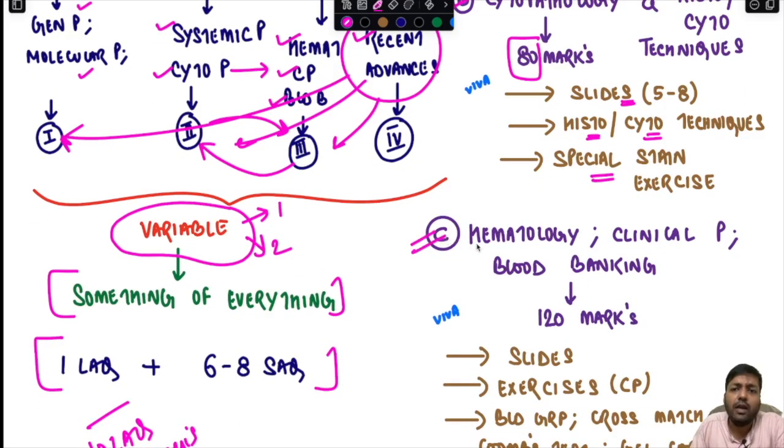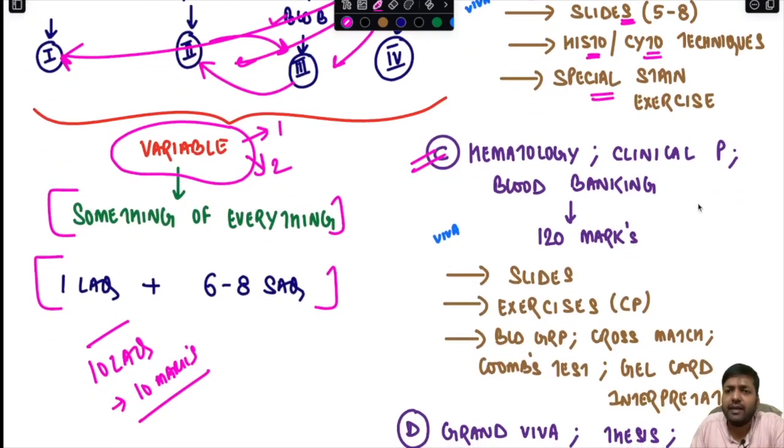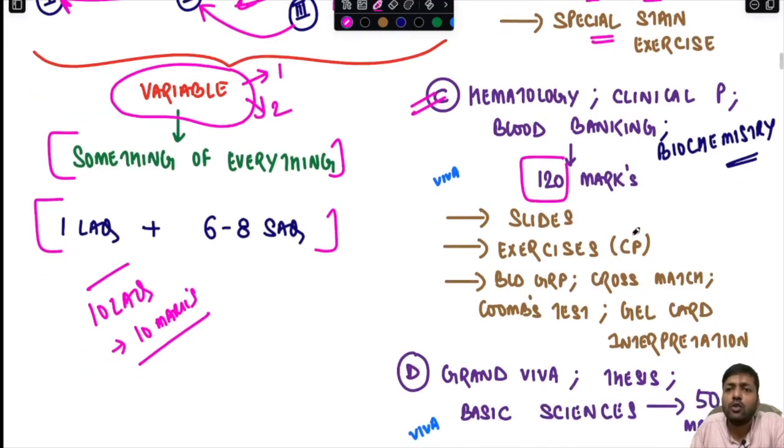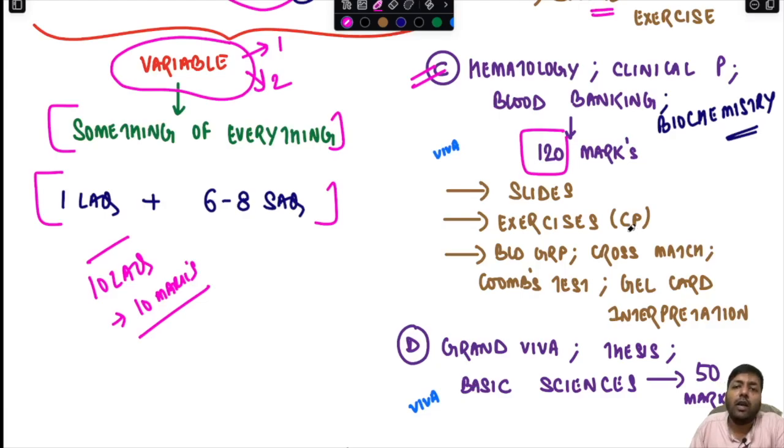The third component is your hematology, clinical pathology, and blood banking, which carries 120 marks. I would also like to make a small addition over here, that is your biochemistry portion, or the biochemical tests, which form a part of clinical pathology only. So 120 marks will be based on hematology, clinical pathology, and blood banking. Over here again the slides will be there, hemat slides, and certain exercises or problem cards mainly based on clinical pathology.